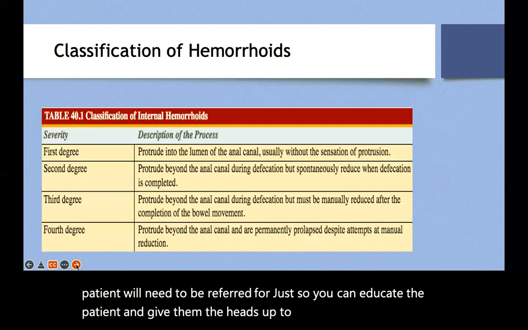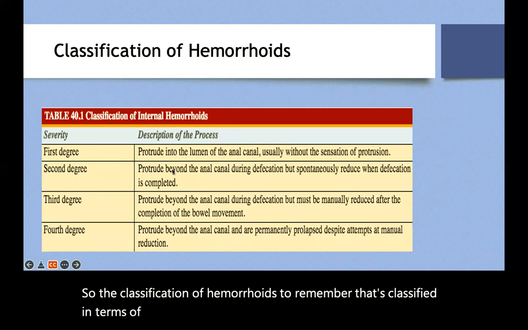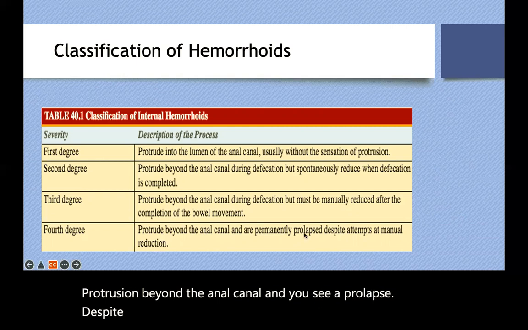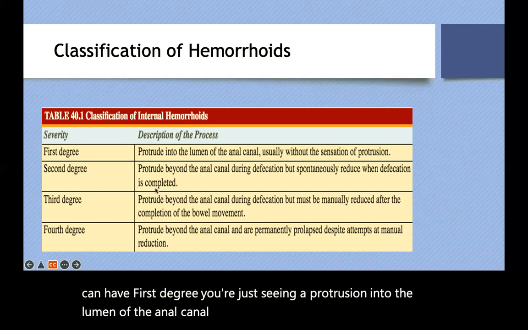So the classification of hemorrhoids to remember is classified in terms of severity, 1st degree versus 4th degree. 4th degree is protrusion beyond the anal canal, and you see a prolapse despite attempts at manual reduction. So that's the worst one you can have. 1st degree, you're just seeing a protrusion into the lumen of the anal canal, usually without the sensation of protrusion.